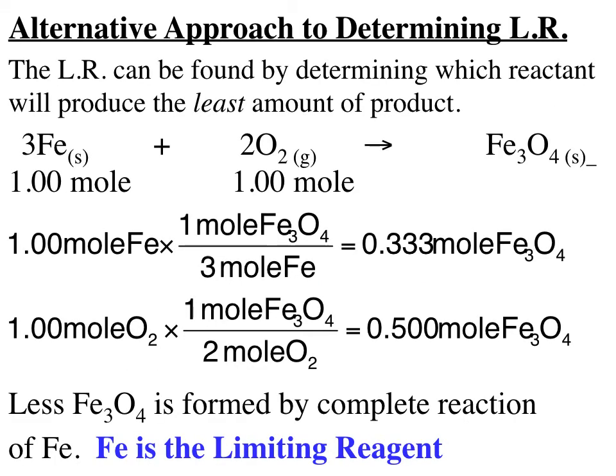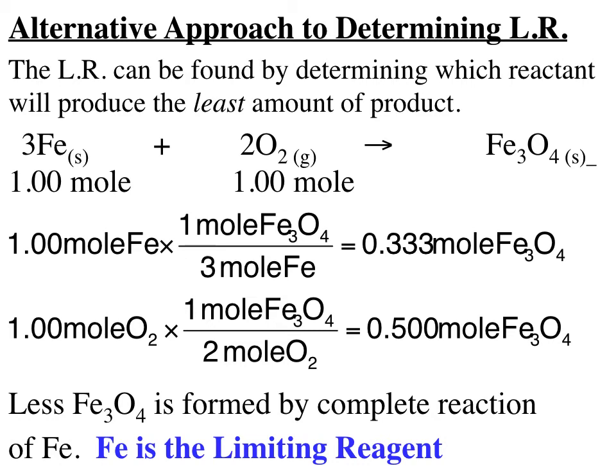I am working the exact same problem, but now to determine the limiting reagent, I'm going to compare how many moles of product each of these reactants will form. The one that will form the least amount of product will be the limiting reagent because that is the limit to how much product can be formed if all of each of these reactants is consumed.